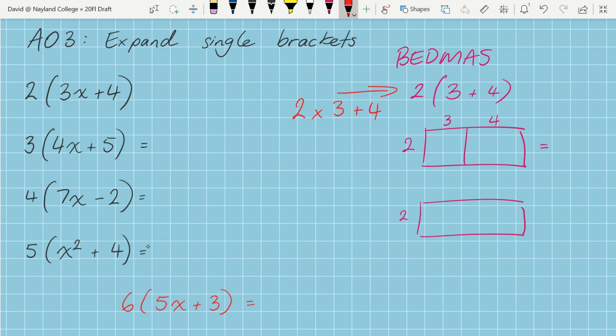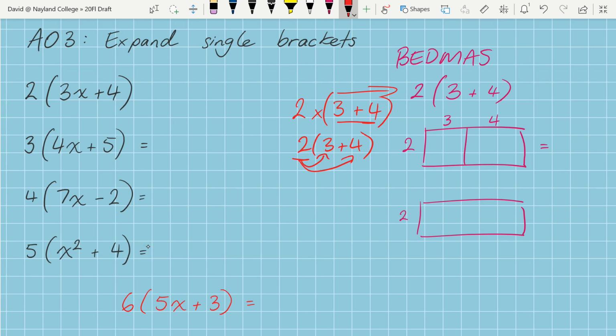This is a shorthand way that we have come to agree as mathematicians as a way of writing this, as opposed to writing 2 times 3 plus 4 and saying this to make sure you add the 3 and the 4 first. We as mathematicians have agreed that if you write 2 bracket 3 plus 4, the multiplication is implied. So whenever you see a situation like this, what's happening here is the 2 is multiplying by whatever's in the brackets.